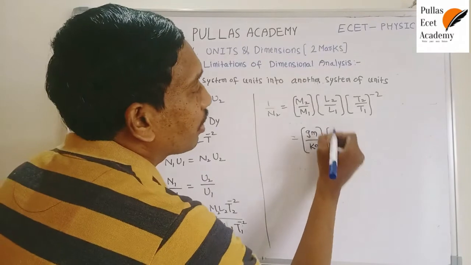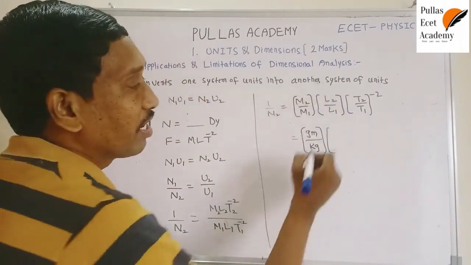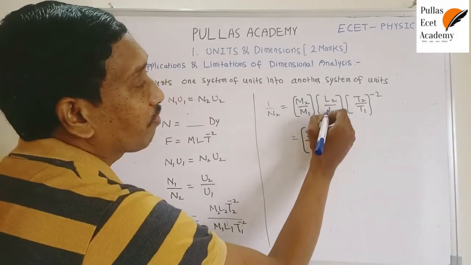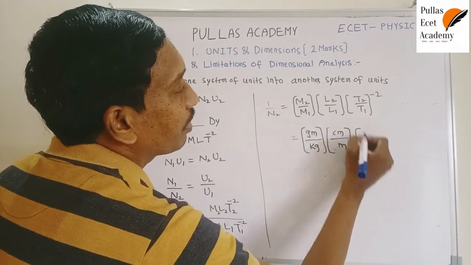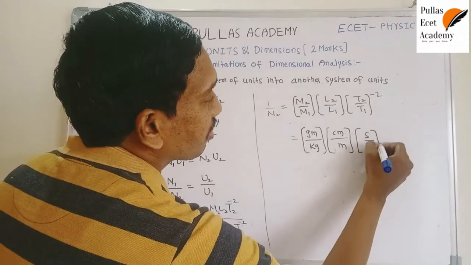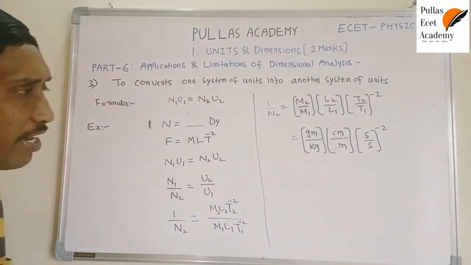Next, L2 stands for the unit of length in the CGS system, which is centimeter. L1 is the unit of length in the SI system, that is meter. The unit of time is the same in both systems, so just write second whole to the power minus 2. Again simplify this.